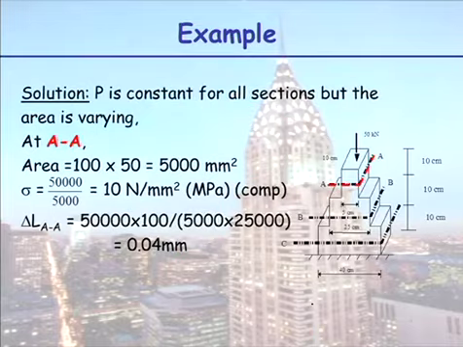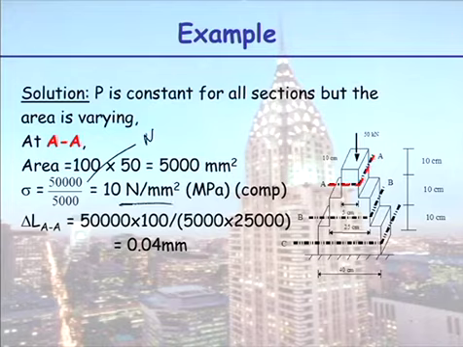So very simply, if P is constant for all sections, but the area is varying, all we do is change the area. So at AA, we have an area of 100 by 50. Our force is 50. We've changed it here to 50,000 because I want to work in newtons. So our answer will end up being in newtons per millimetre squared, which is megapascals, and it's a compression force.